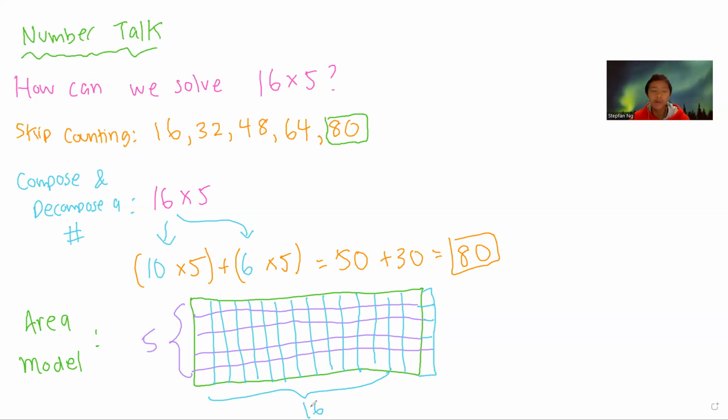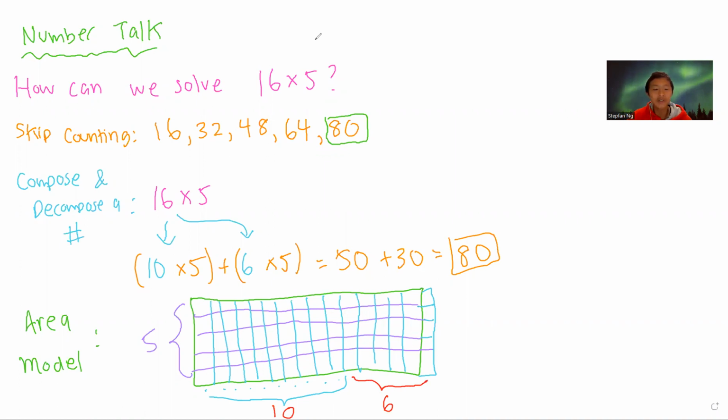But some of us are visual people. So when we did the composing and decomposing of a number, it might not be super obvious to just break it up into 10 and 6, and then multiply by 5 and then recompose it and get 80. So we can look at it. The 5 is good, but that 16, we can decompose into 10 and 6. So 1, 2, 3, 4, 5, 6, 7, 8, 9, 10. So that will give us 10 right here, which is perfect. And we know this last part will give us 6.